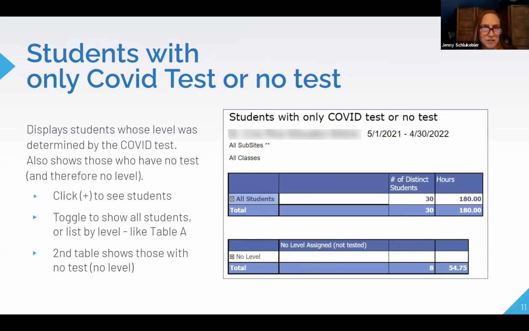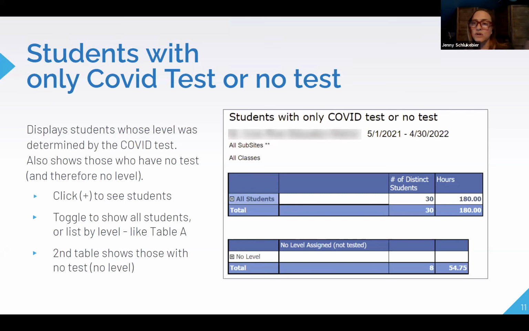Okay, and here's a new report. This is also a creative title called Students with Only the COVID Test or No Test. And if you've been to the recent webinars or the opening session, you're aware that when COVID hit and programs were no longer able to see students in person and to test them, the state came up with a workaround to allow you to still serve your students and to assign attendance to students, which in a normal situation, you can't give more than 12 hours attendance to a student unless they have been given one of the NRS tests, like CASAS or TABE or BEST.